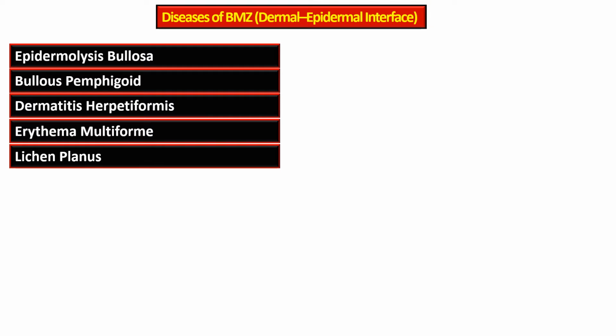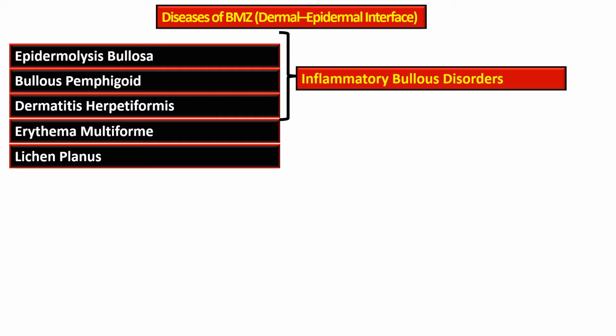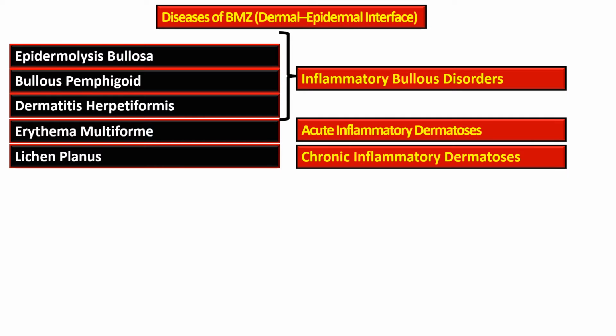There are many diseases that are included in this category. These are epidermolysis bullosa, bullous pemphigoid, dermatitis herpetiformis, erythema multiforme, and lichen planus. Epidermolysis bullosa, bullous pemphigoid, and dermatitis herpetiformis are included in inflammatory bullous disorders, while erythema multiforme is studied under acute inflammatory dermatosis, while lichen planus is considered in chronic inflammatory dermatosis.